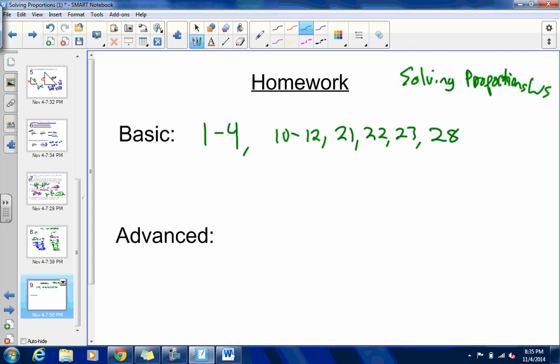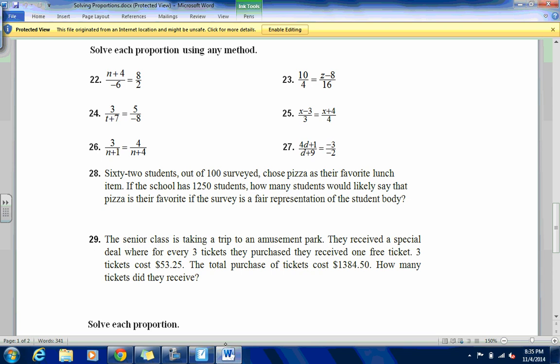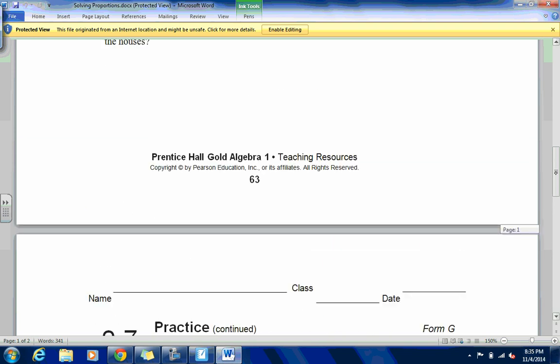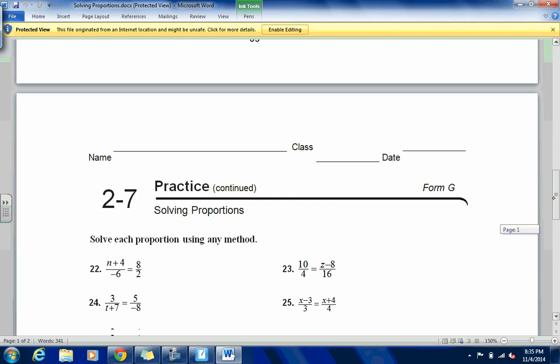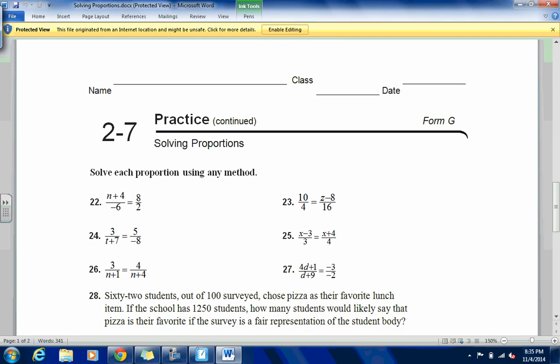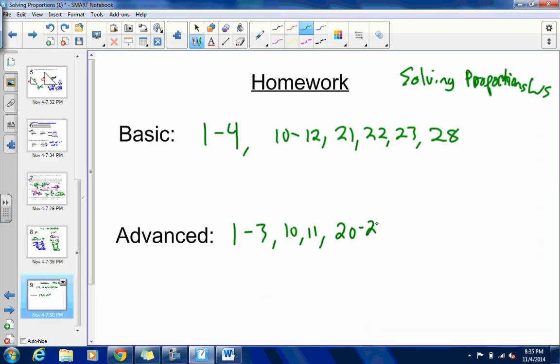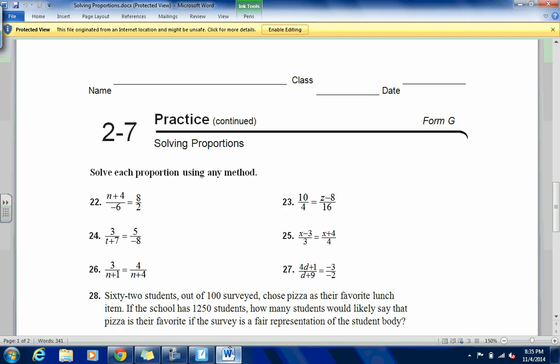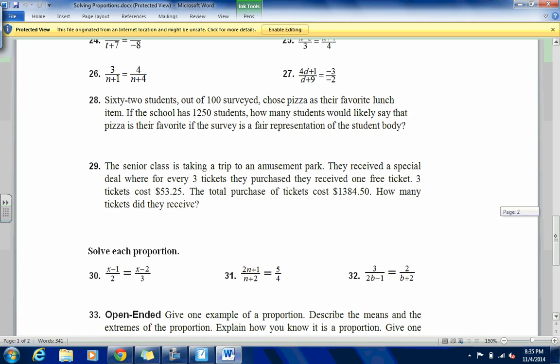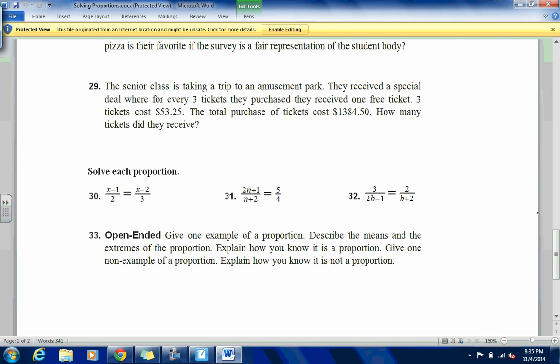If you want to try the advanced, I'd like you to do numbers 1 through 3. 1 through 3. 10, 11, and then we're going to go ahead and do numbers 20 through 23. And 29 through 31.